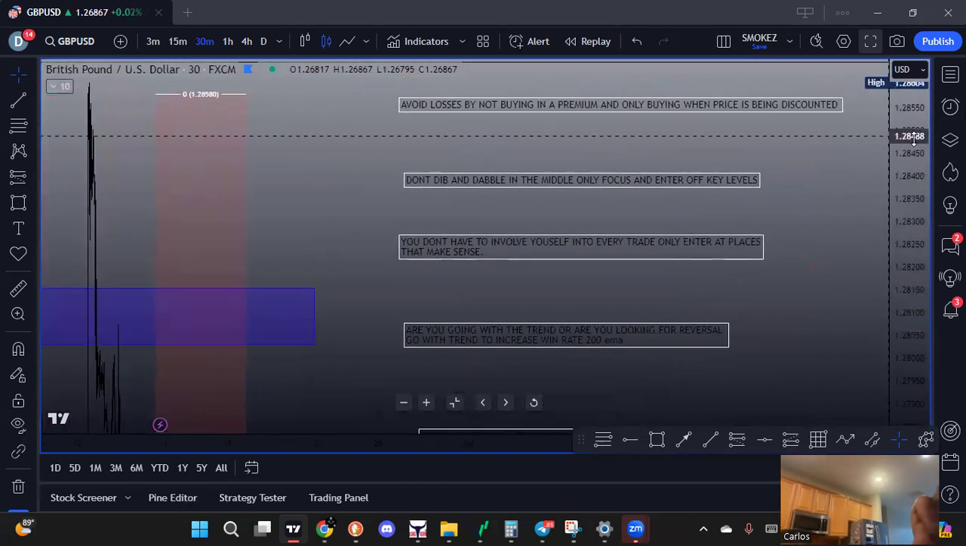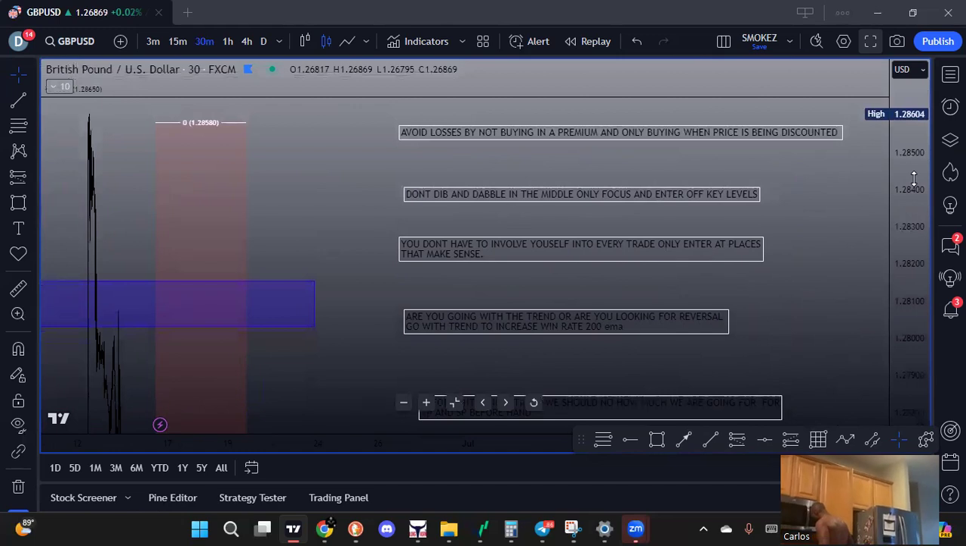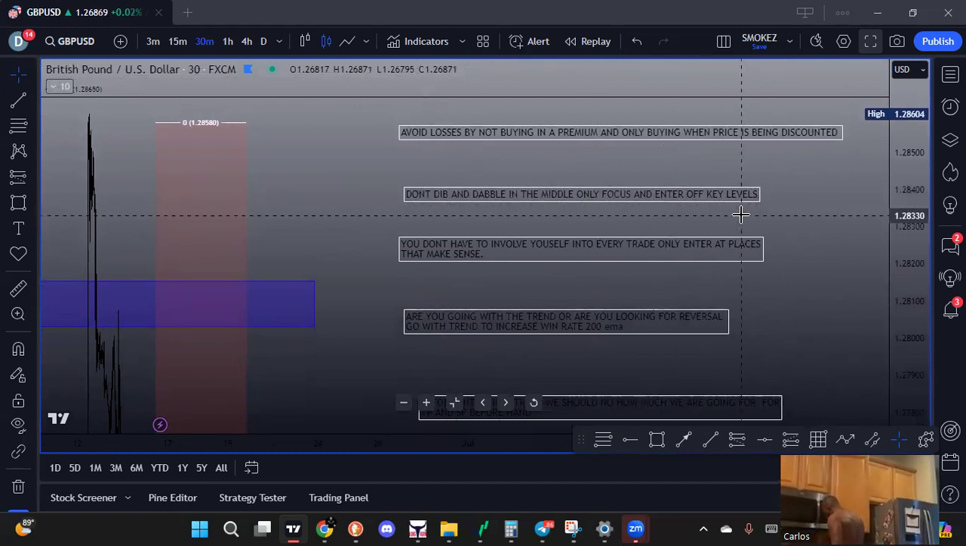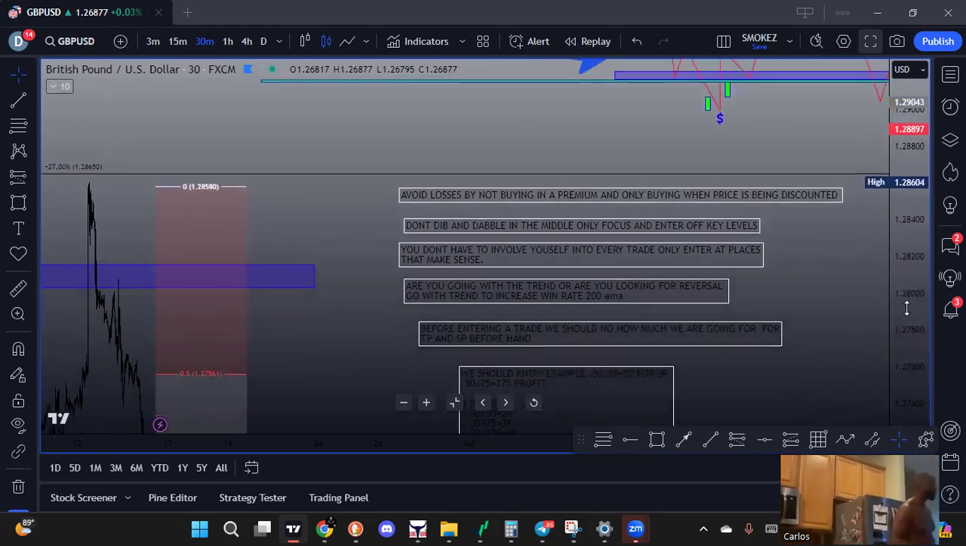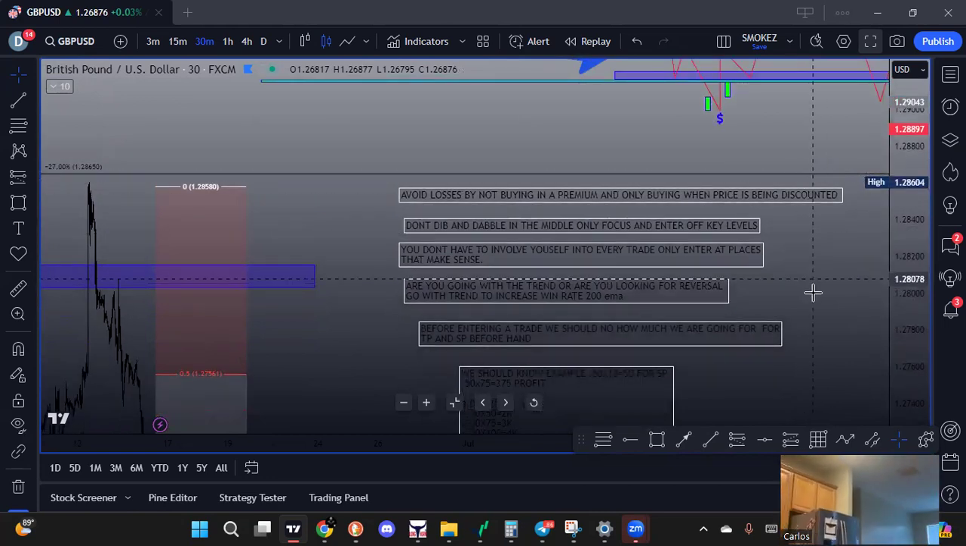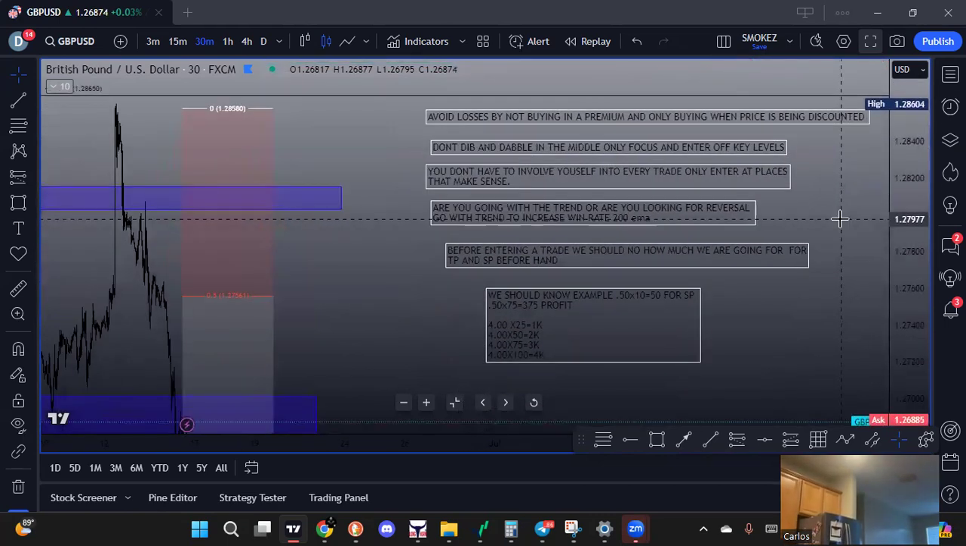Another thing. So remember, avoid losses by not buying in a premium and only buying when price is being discounted. I told you I don't dib and dabble in the middle, only focus and enter off of key levels. You don't have to involve yourself in every trade. Only take trades in places that make sense. I don't want to see trades and be looking at like, why did you take this trade? What were you thinking about? It needs to make sense.